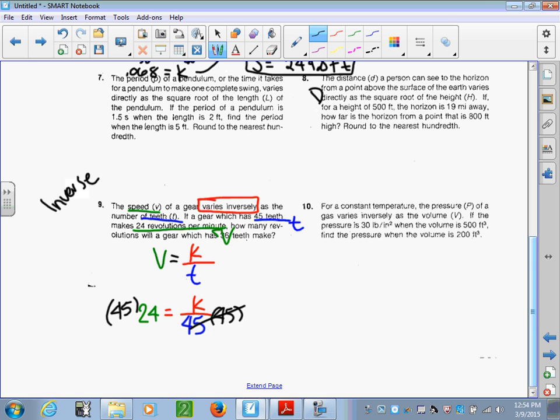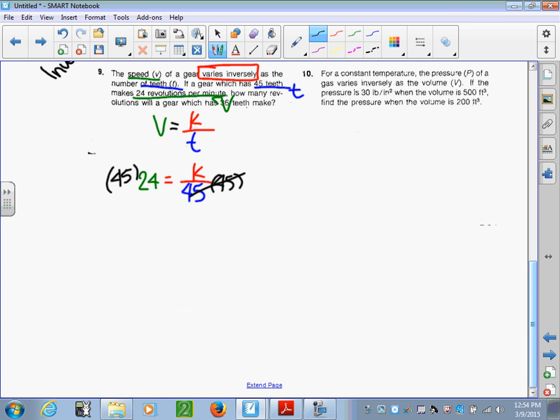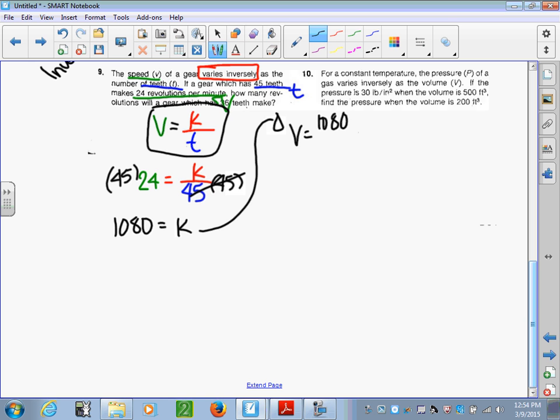So the right will cancel and leave me with 45 times 24 is 1080. I can just type that in my calculator, equals K. Alright, so now I know what K is, so now I'm going to set up my equation so that I can figure out what happens when I have 36 teeth. So I'm just going to plug this K back into the original equation, which is right here. So I have V equals the 1080 that I found for my constant of variation divided by T.